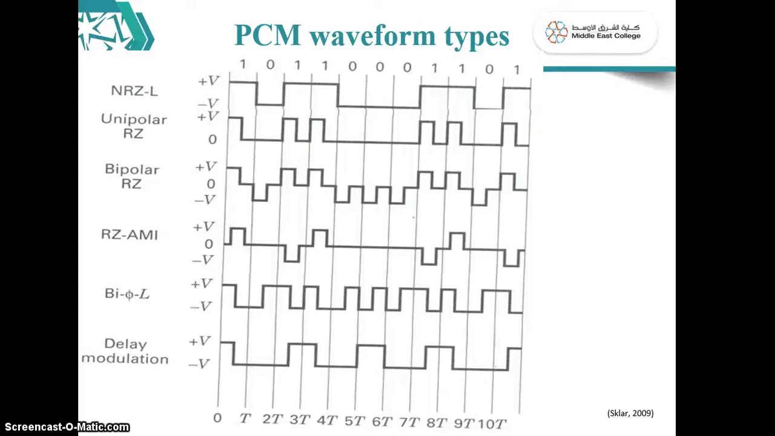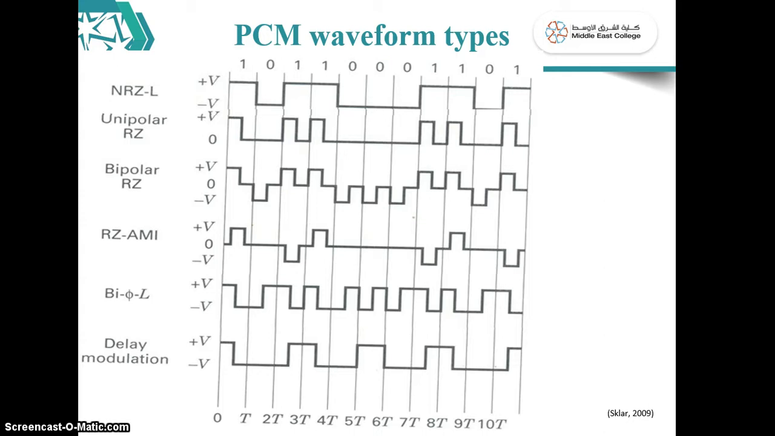Next is PCM waveform types. When pulse code modulation is applied, the result will be a series of binary numbers, either 0 or 1, after encoding the real message signal. This binary symbol we have to represent as a waveform. Depending on the application, we have to choose the PCM waveform accordingly.